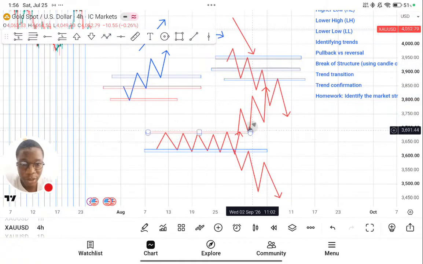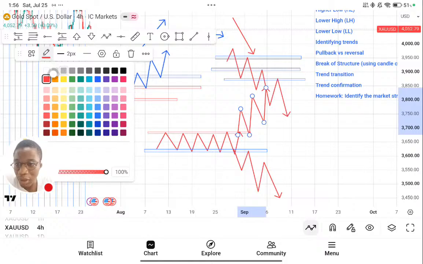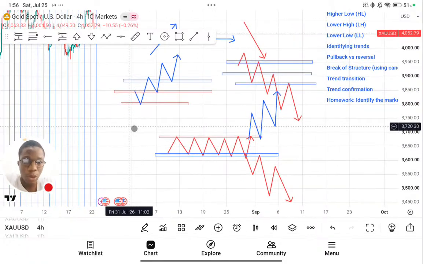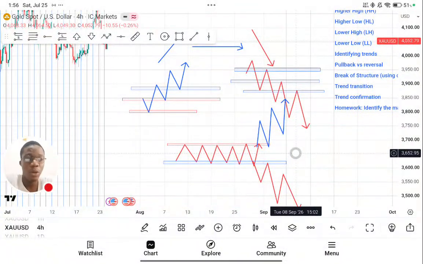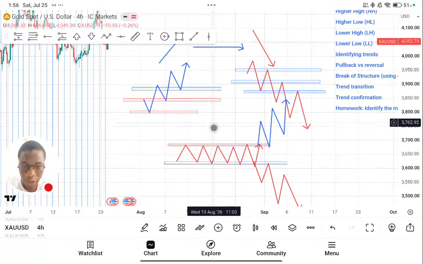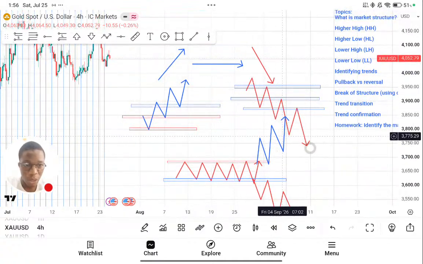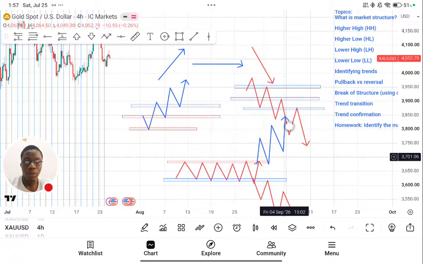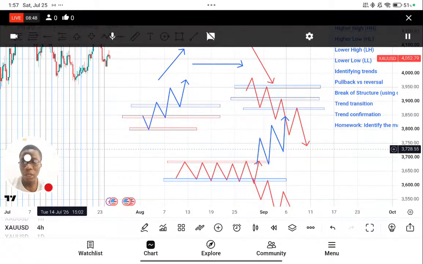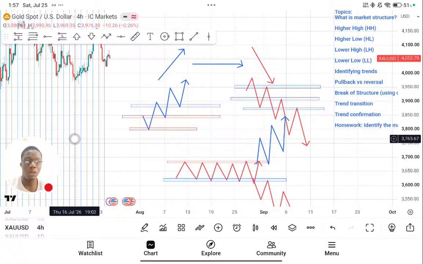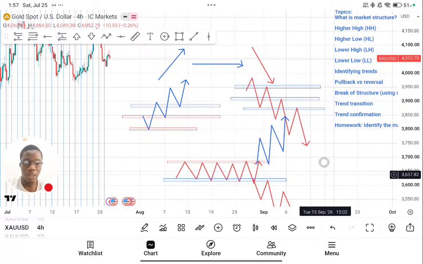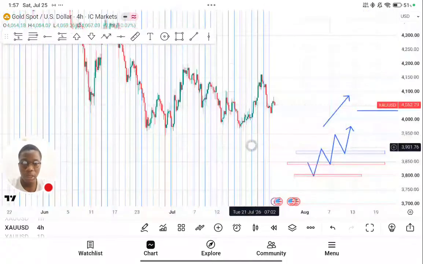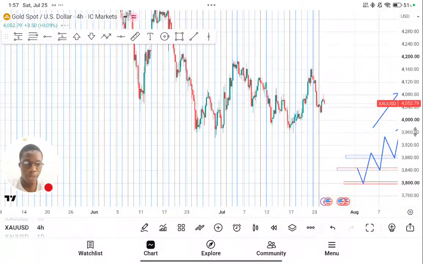I hope this makes sense to you, because this is what every other thing that we are going to be adding, we're just going to be adding it to this. So these are the ways market moves. So this is what they call market structure, because this is on the premise that we are able to identify either uptrend or downtrend. With that being said, let's head on to the chart. Let's identify some examples of market structure.